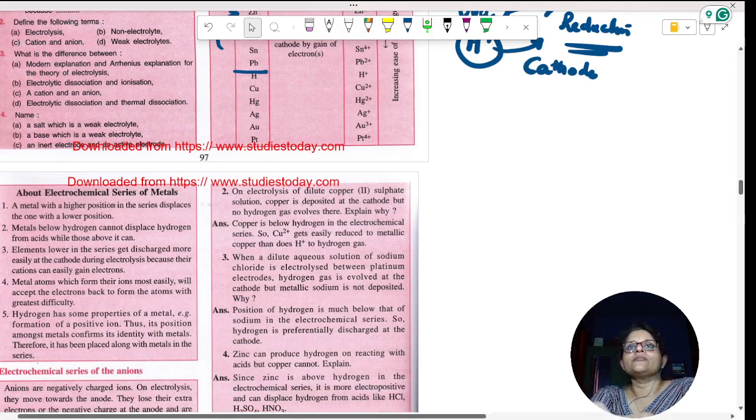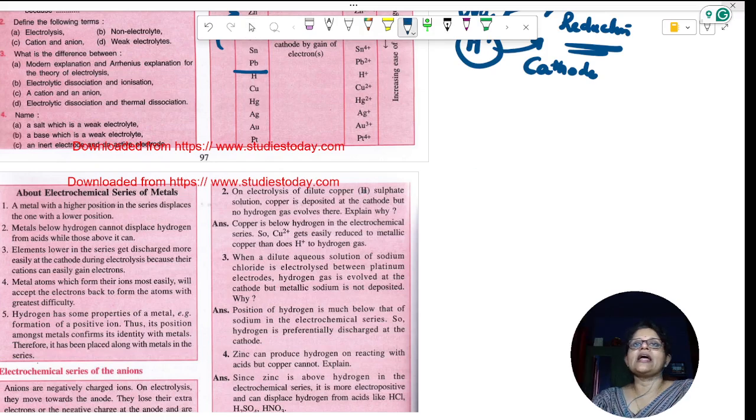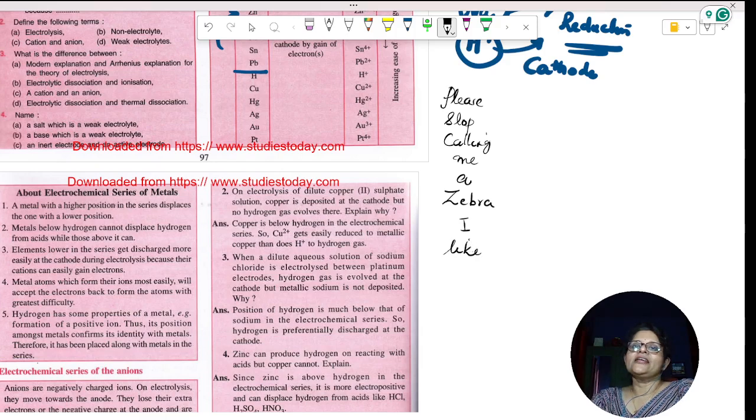We have so many other methods. Whatever you have learned, I have learned in this method, saying: please stop calling me a zebra. I like her. Call me smart guy. Okay, this is a mnemonic that I used.